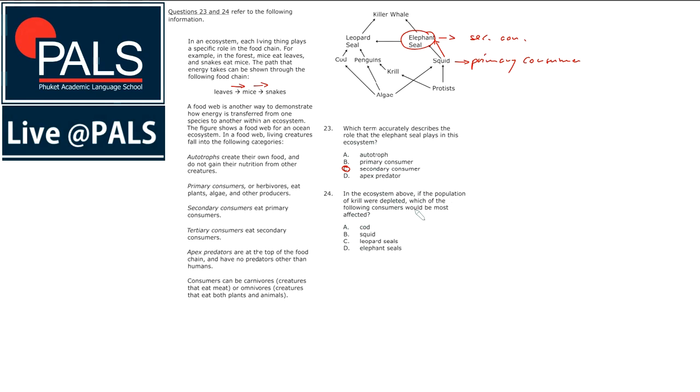In the ecosystem above, if the population of krill were depleted, krill is here, so if krill goes down, which of the following consumers would be most affected? So there's only one consumer in this ecosystem that eats the krill, and that's penguins, which is not an option.